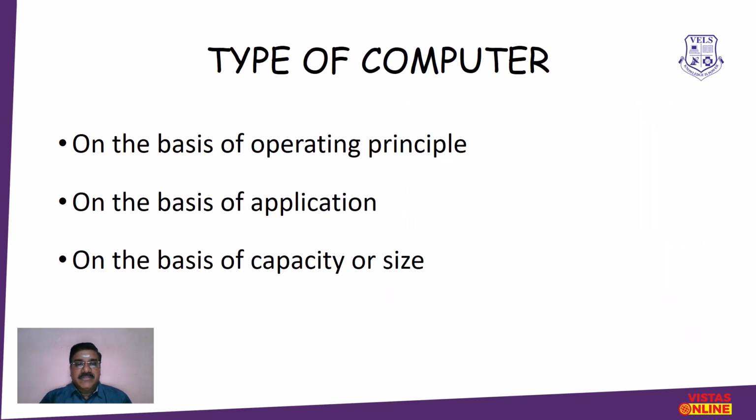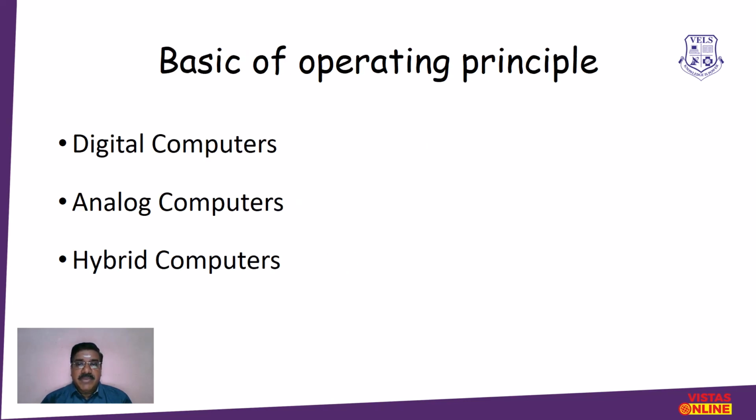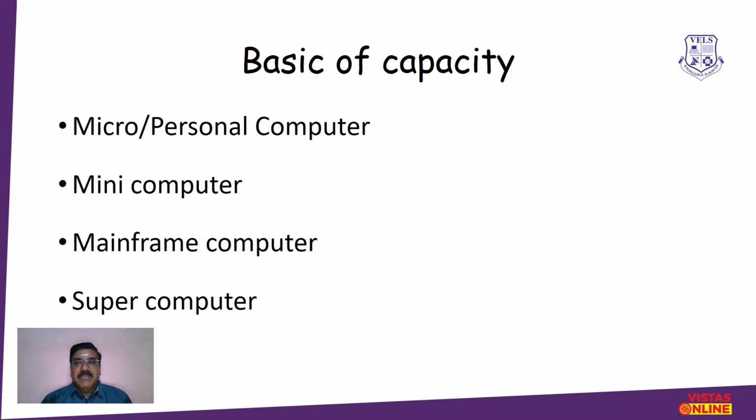Types of computers. Based on the computer execution method, we classify computers into three types: on the basis of operating principles, on the basis of application, and on the basis of capacity or size. On the basis of operating principles, there are digital computers, analog computers, and hybrid computers. Based on capacity, the systems are classified into four types: microcomputer or personal computer, minicomputer, mainframe computer, and supercomputer.